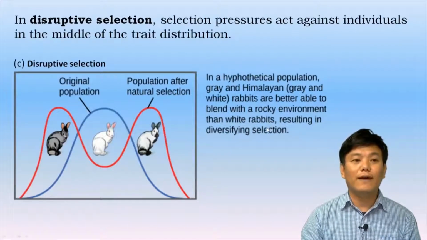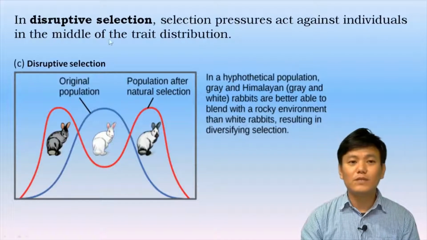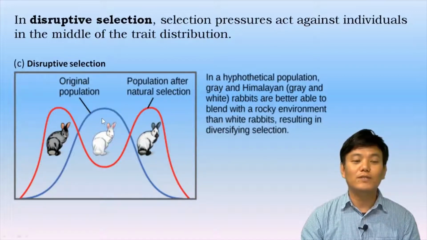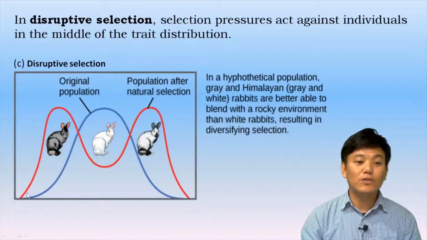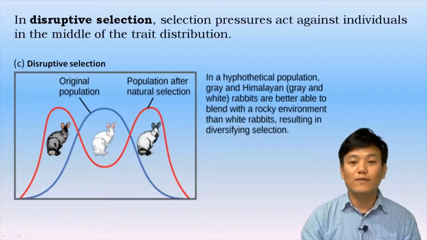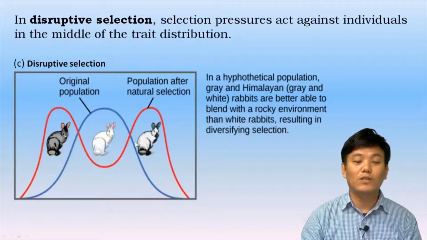And finally, we have the disruptive selection. In this one, what happens? The selection pressure acts against individuals in the middle of the trait. So this is just the opposite of stabilizing selection. The original population has more white rabbits, whereas the variants, the black and the gray white rabbits, are less in number initially.